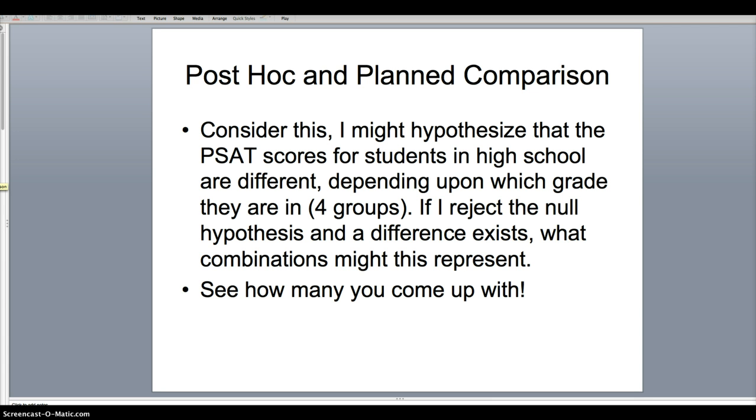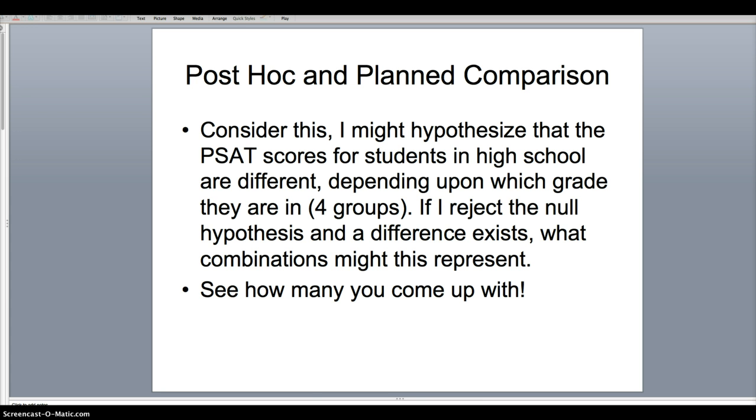For example, with PSAT scores, we have freshmen, sophomores, juniors, and seniors. If my null hypothesis was that all of those are equal to each other, and I rejected it, all I have to do is knock out one of those equal signs. For example, if freshmen are not equal to sophomores, then that rejects the entire null hypothesis.